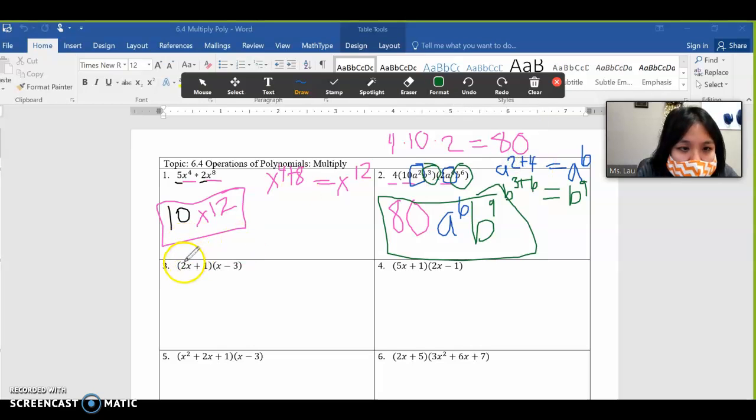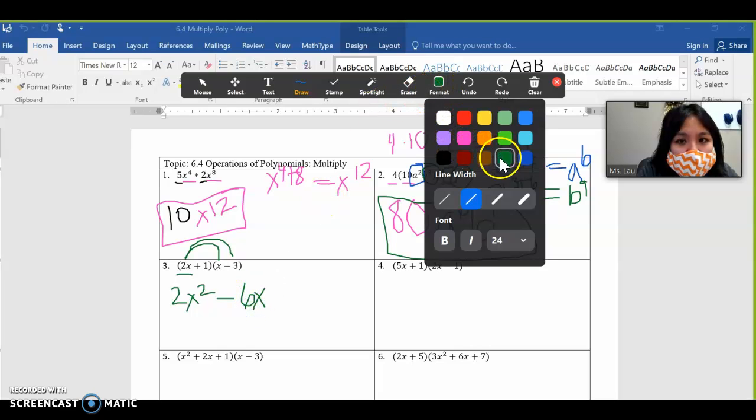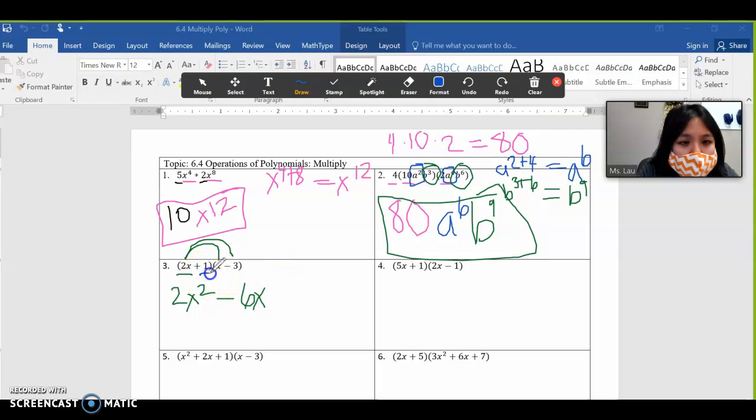But here we go. So we're going to multiply this first term, 2x, times both of the terms in the second parenthesis. So that's 2x times x, which is 2x squared. So remember, we're multiplying. We're not adding yet. 2x times negative 3 is negative 6x. And then we're going to do the same thing for the second. So that's 1. 1 times x is 1x, or you could just say x. 1 times negative 3 is negative 3.